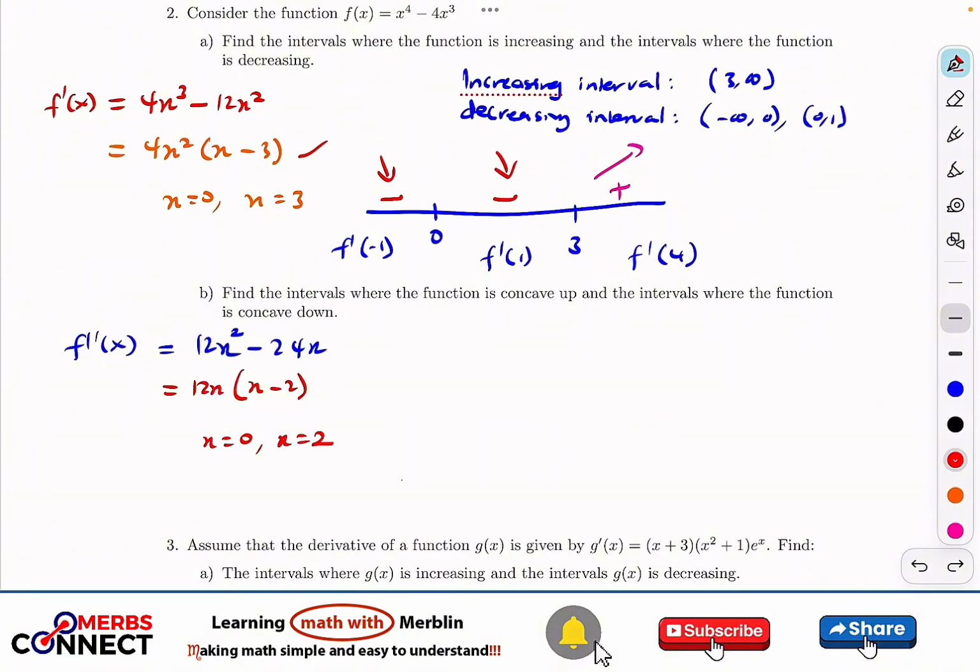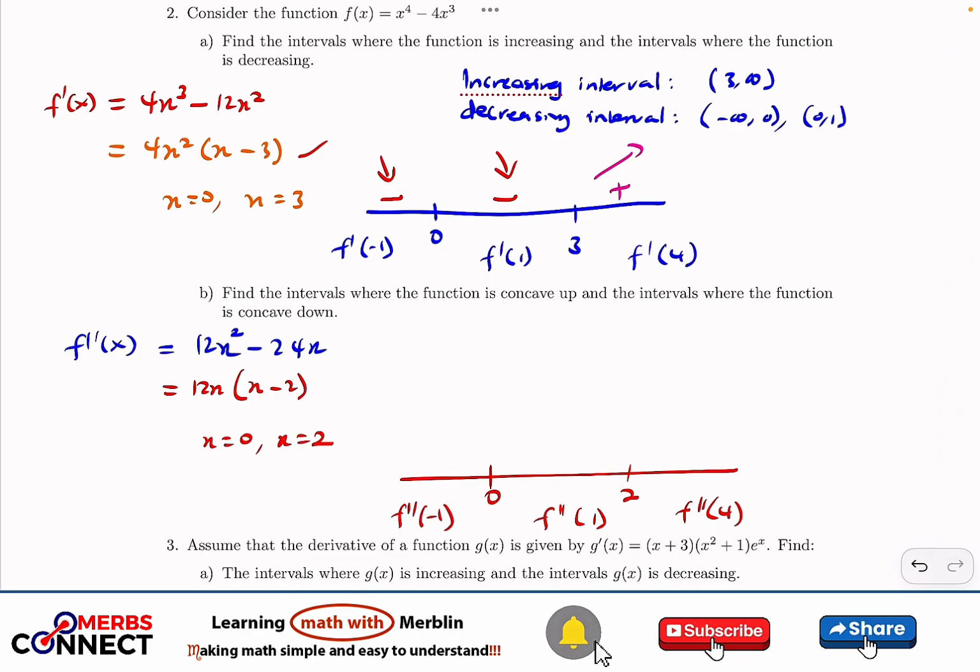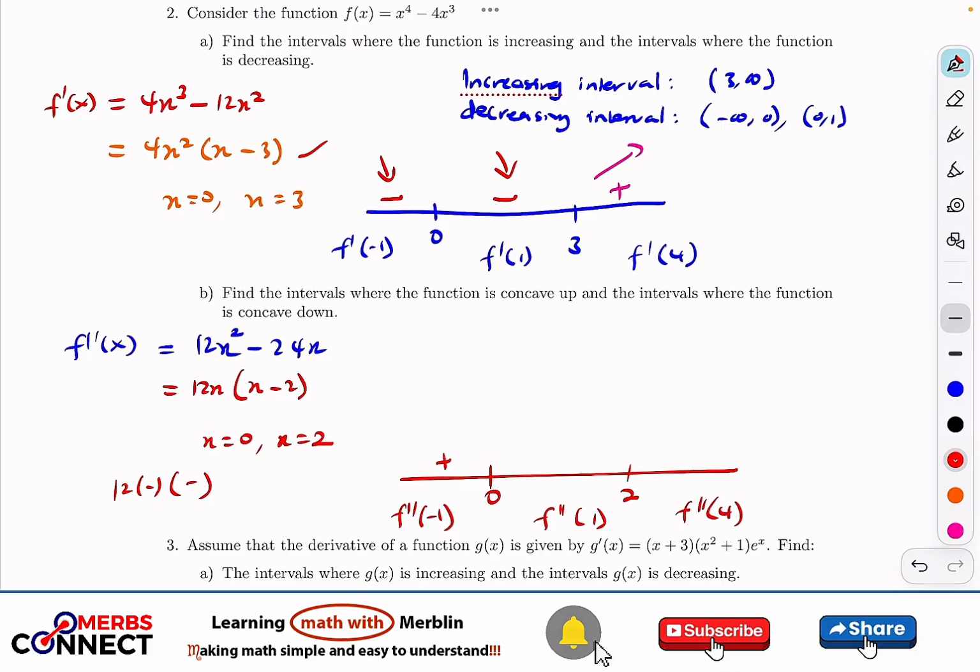Then we can now think about our concave up and down. So let's use a sign chart here. I have 0, I have 2. Here we are using f prime prime of -1, f prime prime of 1, and f prime prime of 4. I'm not using 3 because 3 is a critical point. Now plug in -1 in this. What happened? When I plug in -1 here, this one will be minus, and this one too will be minus, so minus times minus gives us positive. So this will be positive, and we know that positive is concave up.